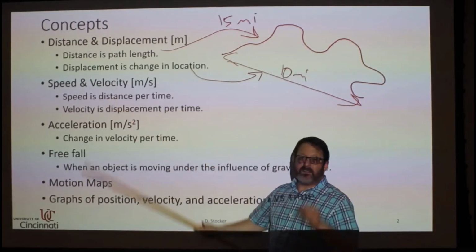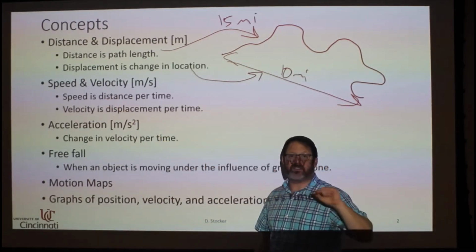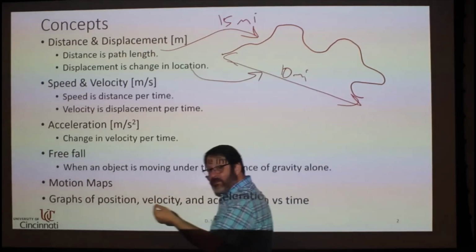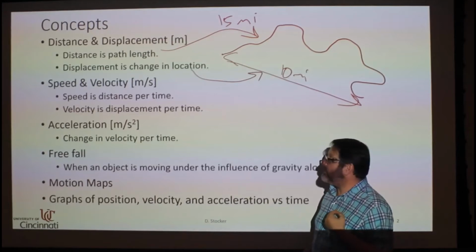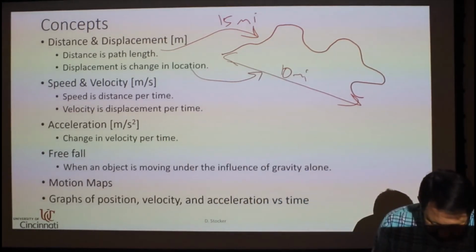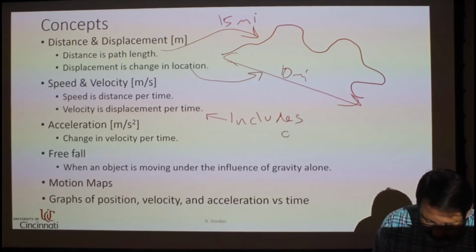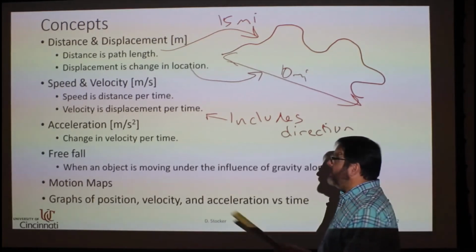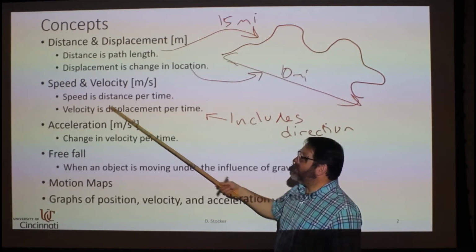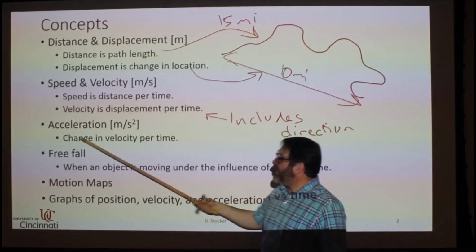So speed is concerned only with how fast you're moving. Velocity is concerned with how fast you're moving and in what direction. Both of those things factor in. So velocity includes direction. All right, so speed and velocity, this is sort of a change in position over time.